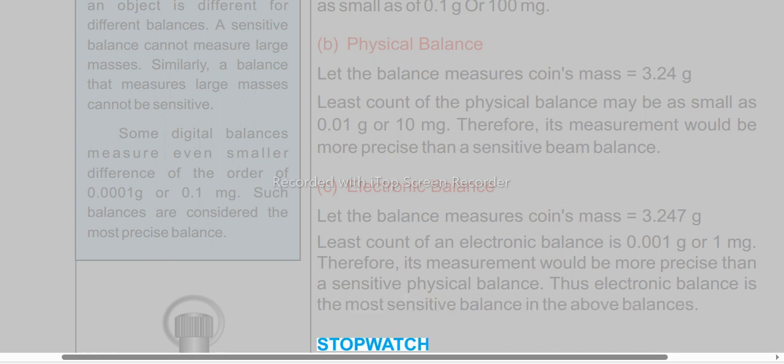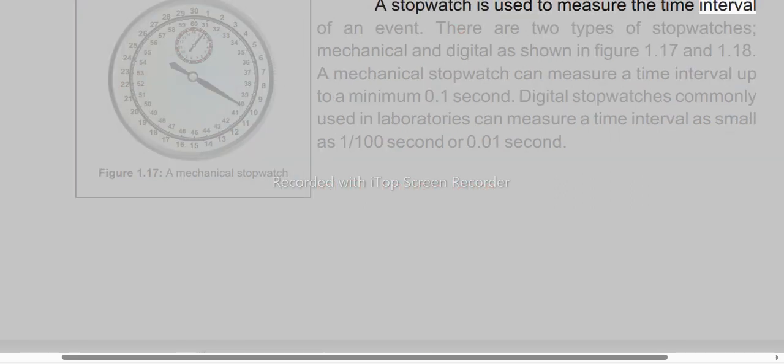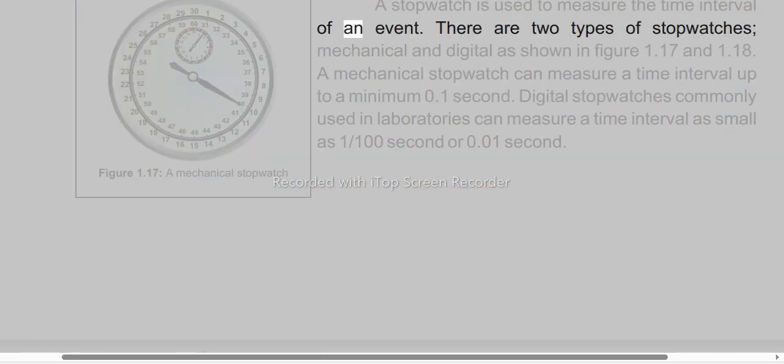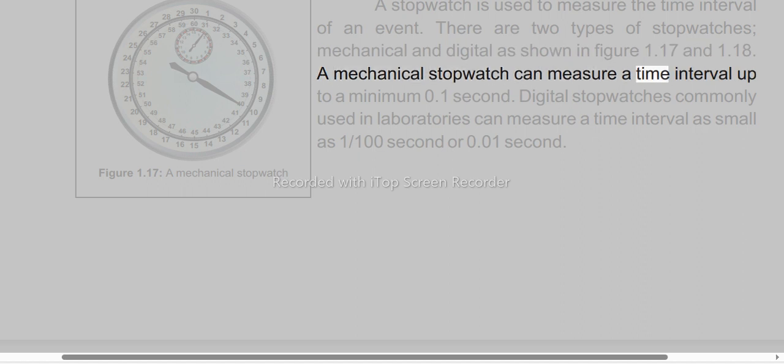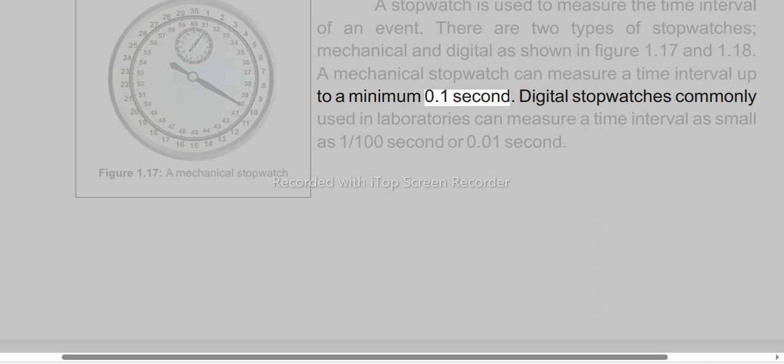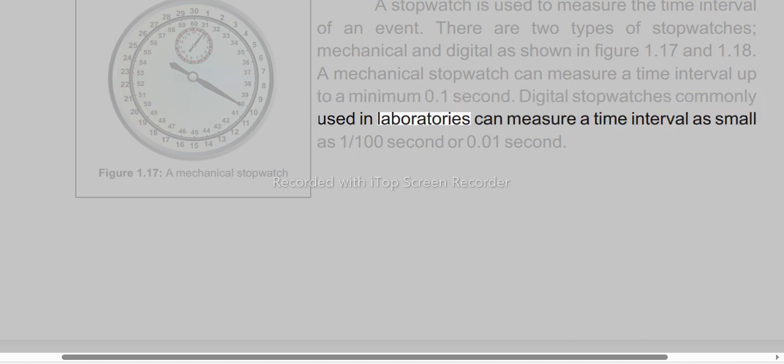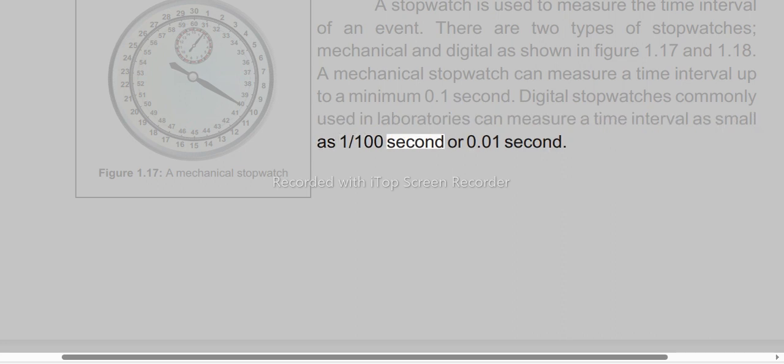Stopwatch. A stopwatch is used to measure the time interval of an event. There are two types of stopwatches: mechanical and digital, as shown in figure 1.17 and 1.18. A mechanical stopwatch can measure a time interval up to a minimum 0.1 second. Digital stopwatches commonly used in laboratories can measure a time interval as small as 1/100 second or 0.01 second.